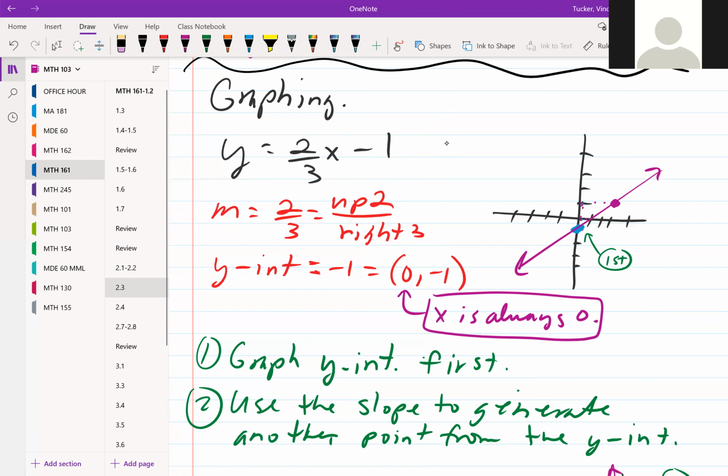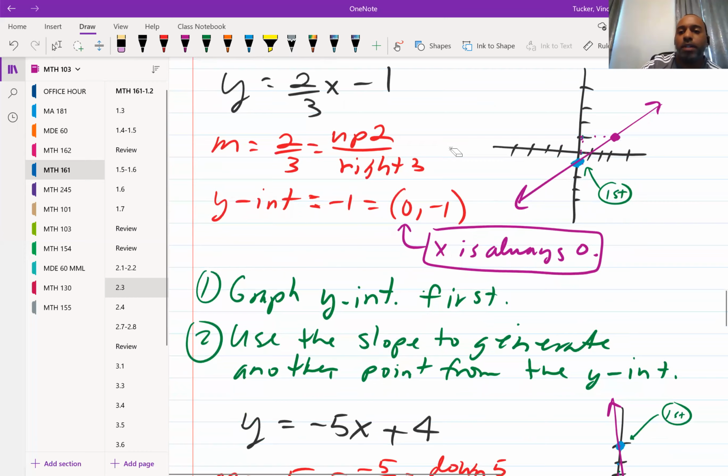Does that mean x is always going to be after m? So there'll never be like x 2/3 minus 1? Yeah, no, this is the normal way of writing that. That would be a weird way of seeing it, even though x times 2/3 is the same exact thing. Normally that's never the case. Okay.